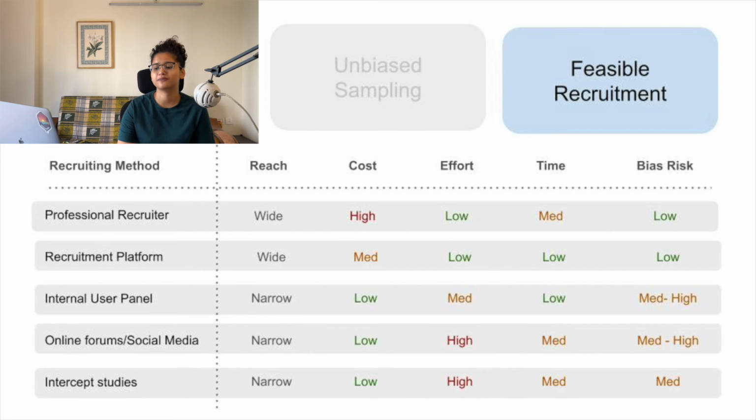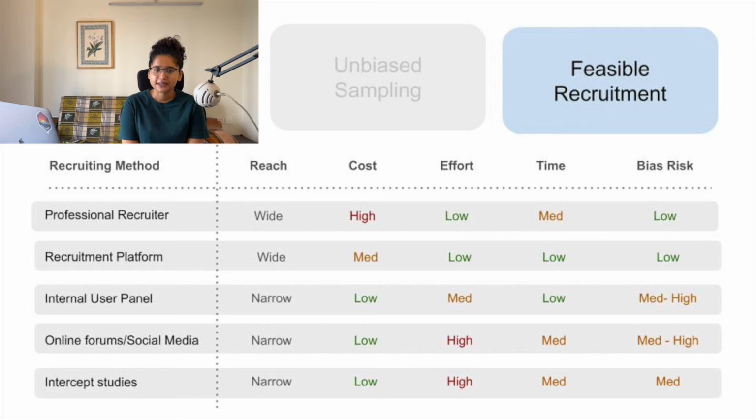Then there are recruitment platforms like UserTesting. Again, the reach for these is extremely wide. They're not as expensive as hiring a recruitment agency that helps you get in touch with people on a one-off basis. A recruitment platform allows you to have a yearly or a 6-month long subscription where you can pay on a per use basis. Effort is low, time is low, and again, bias risk is also low. So depending on what your requirements are, you can choose which alternative you want.